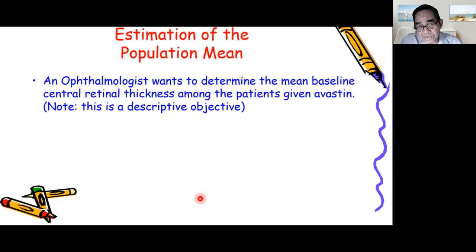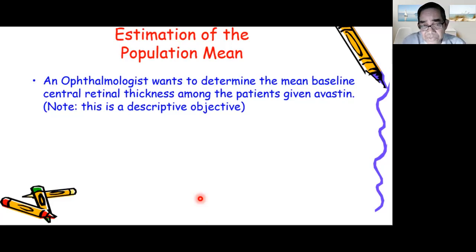Avastin is normally used by ophthalmologists for macular degeneration. This is an off-label drug. Avastin is a chemotherapeutic drug for colon cancer, but ophthalmologists give Avastin to patients with macular degeneration. They inject it intravitreally.